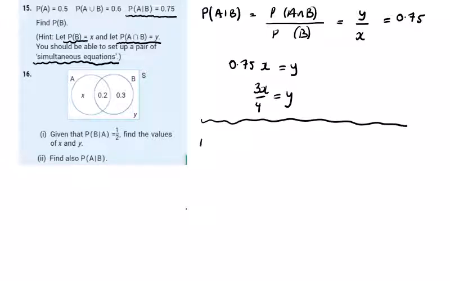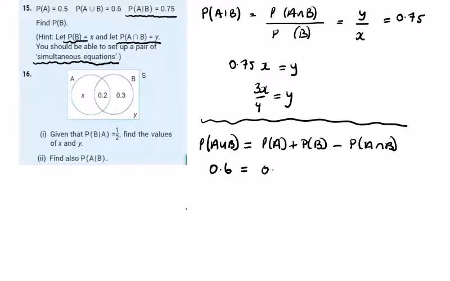Well, we know that the union, I think this should help us here. The probability of A union B is equal to the probability of A plus the probability of B minus the probability of the intersection. So from up above, A union B is 0.6, A is 0.5, B we said we were going to let equal X, and we have minus the probability of A intersection B, which is what we called Y. So we have minus Y.